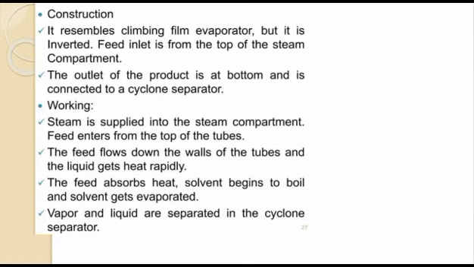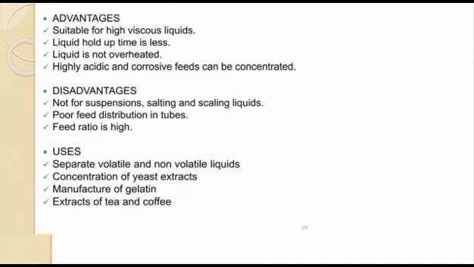Working: steam is supplied to the steam compartment, feed enters the top of the tubes and flows down the wall of the tube, and the liquid gets heated rapidly. The feed absorbs heat, the solvent boils and gets evaporated. Vapor and liquid are separated in the cyclone separator. Advantage: suitable for highly viscous liquids. Liquid holdup time is short, so the liquid is not overheated. Disadvantage: not for suspensions, salting, scaling. Feed ratio is high. Uses: separating volatile and non-volatile liquids, concentration of plant extracts, and extract of coffee.